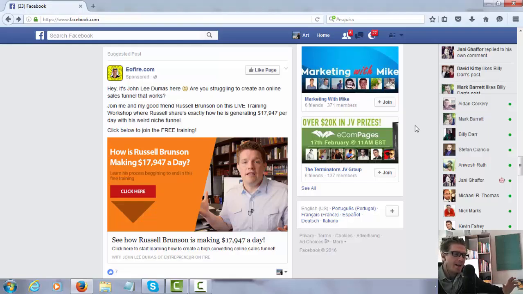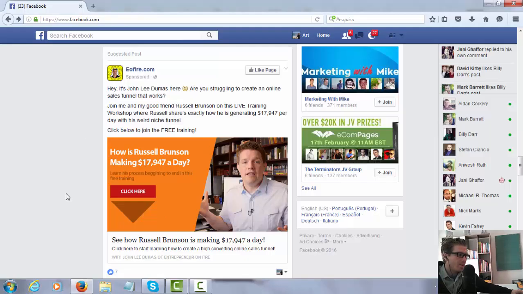But the ad has to be really targeted, because the right side ad is not as much in front of the face of everyone like the newsfeed ad. And also you have to keep in mind that most people have banner blindness when it comes to the right side ads. But with that being said, there's still a lot of money to be made and a lot of traffic you can send with the right side ads. You just have to be aware of the differences between the two.